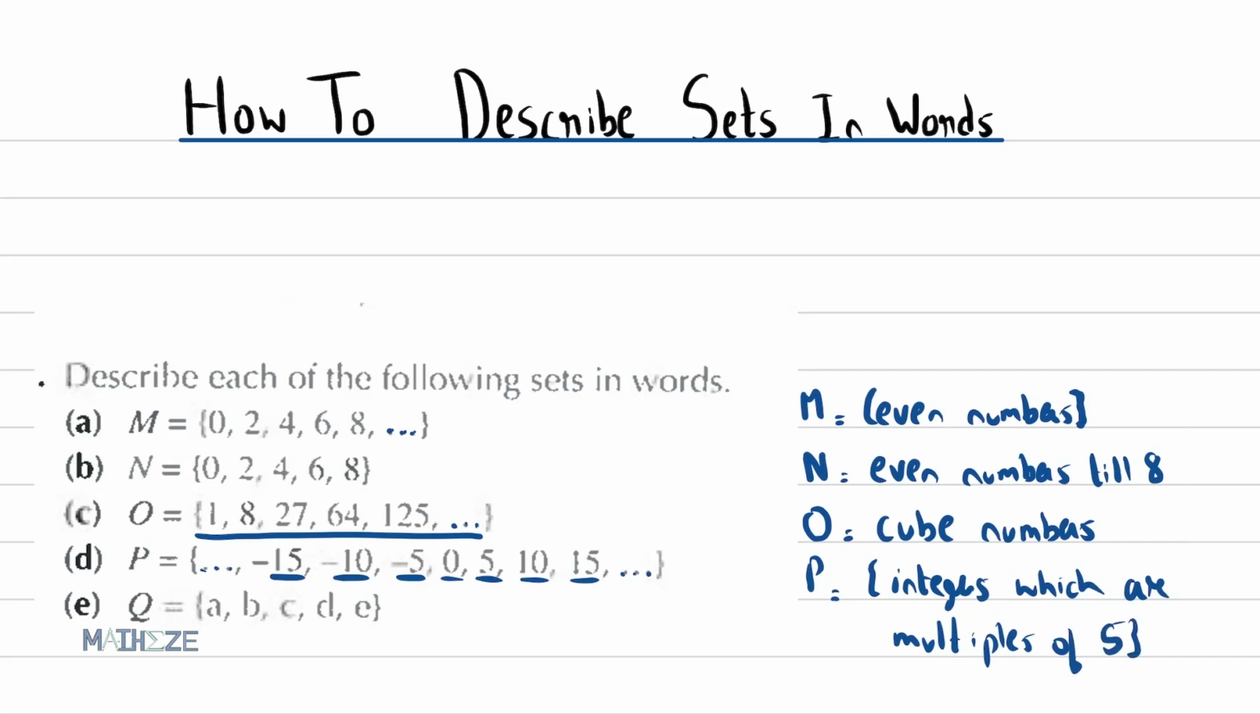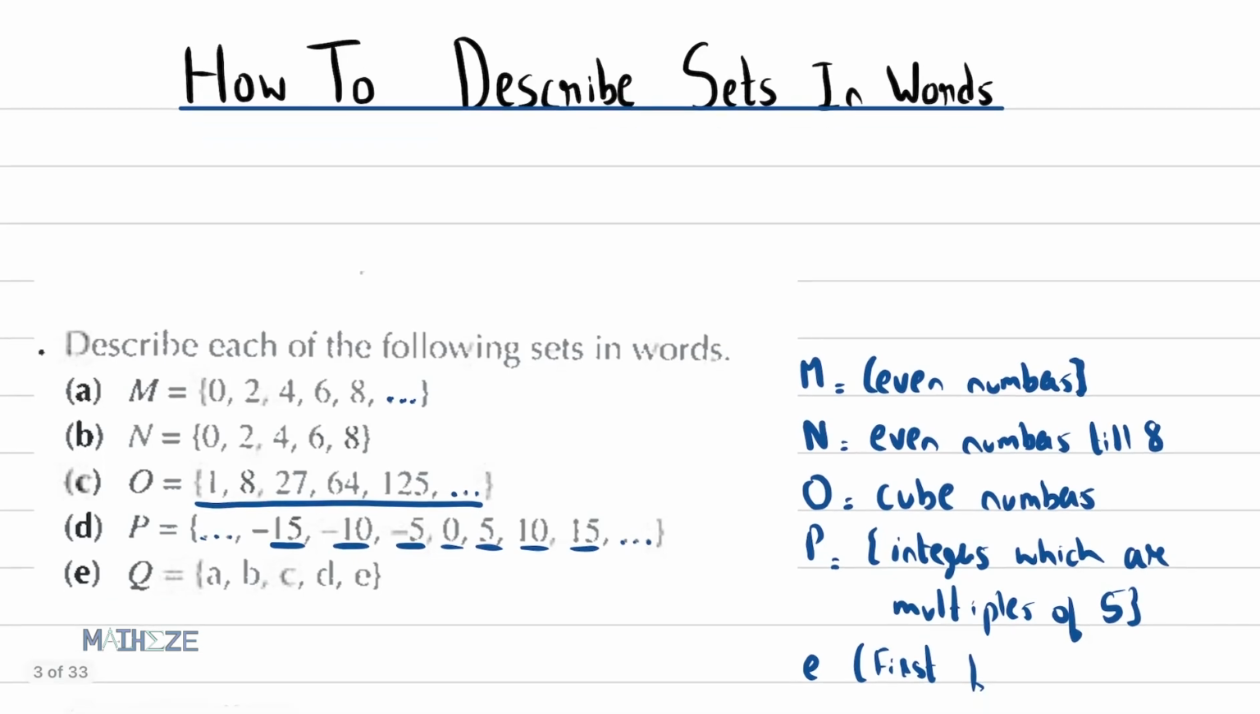Then comes set Q. If you notice, they are the first five alphabets. You get till this point? So that's how you describe sets in words. Let me show you one possible question.